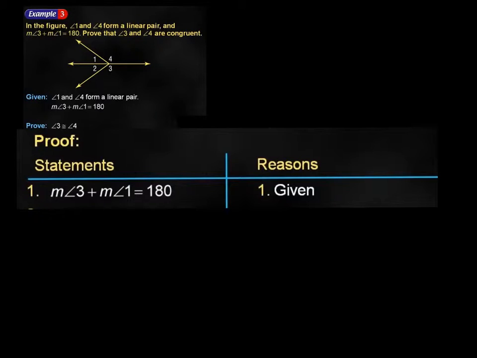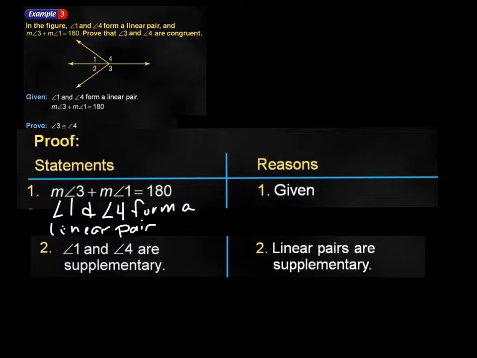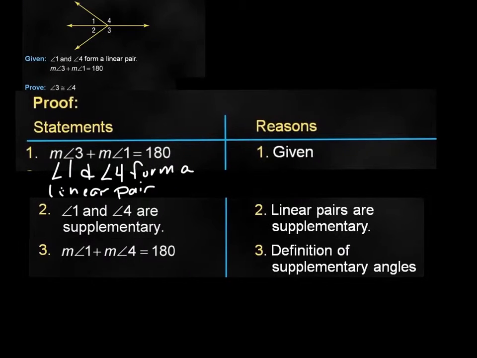We're going to start by stating our given. Oh, bummer, the PowerPoint left off half the given, so I needed to add on there that angle 1 and angle 4 form a linear pair. And then from linear pair, we know that angle 1 and angle 4 are supplementary because linear pairs are supplementary. The measure of angle 1 plus the measure of angle 4 adds up to 180 because supplementary angles add up to 180.